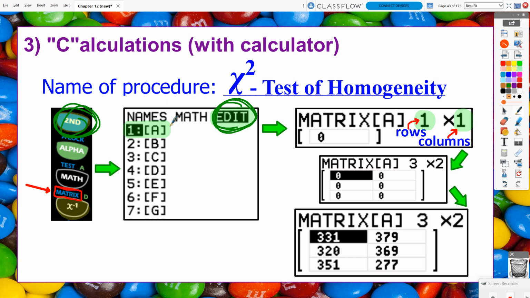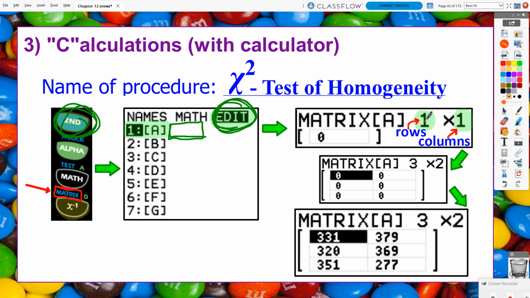Now, there might be a chance that you could actually see some numbers right here from when you've done some matrix work once upon a time. It's okay, we're just going to write over this matrix. So even if you have numbers here, just go ahead and select matrix A. Now, it's going to initially ask you how many rows and how many columns? What size do you need this matrix to be?